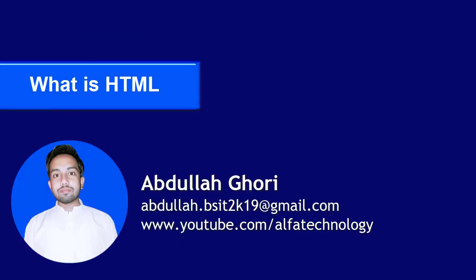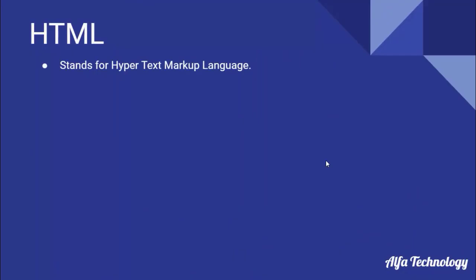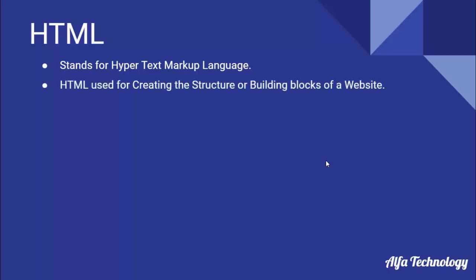So first of all, we will learn what is HTML. HTML stands for Hypertext Markup Language. It is used for creating the structure or building blocks of the website. So let's say we have a website. In the website we have some small blocks, like the structure of the website, and these blocks are created by HTML, and then we use CSS to style them, and we use JavaScript to make our website functional.